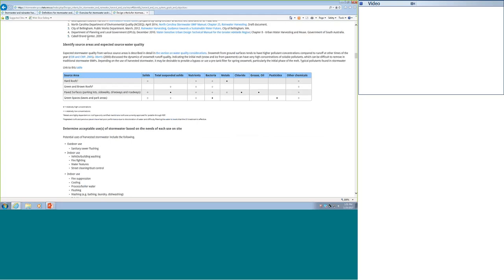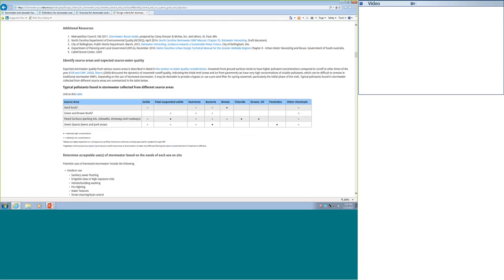Next is to figure out where your water is being harvested from, or your source area, and what your expected source water quality is. Again, this is really high level. So our source areas can be thought of as hard roofs, green roofs, paved surfaces, or just a green space, and whether or not different pollutants, nutrients, bacteria, metals, fluoride, the amount of pollutants from these source areas varies. So your stormwater, your harvested water has very different water quality depending where it comes from.